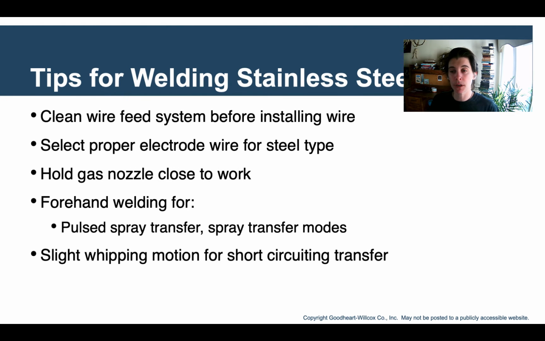Couple of tips: make sure if you're installing a wire into a system that has been used for carbon steel, you want to clean the inside of that system, blow it out with some compressed air or something. Make sure you're using the right electrode. You want the gas nozzle close to your work, so a little bit closer maybe than you would be used to for carbon steel. Generally use that push welding, forehand welding technique, especially for pulsed spray transfer or spray transfer modes. If you're doing short circuiting transfer, a slightly faster whipping motion can be helpful.